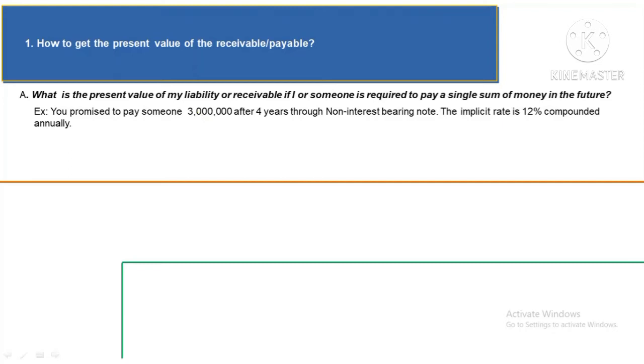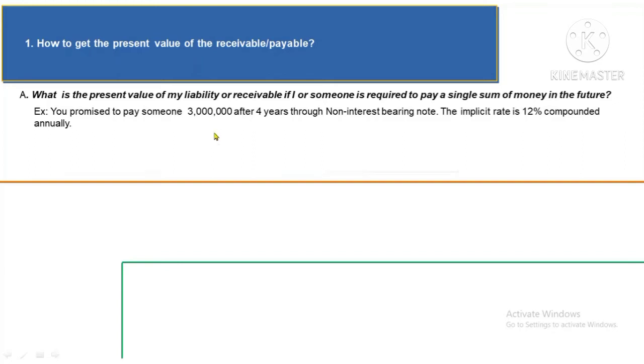So let's analyze. Is your payable 3 million now? Really? Right now? Of course not. It is 3 million after 4 years. Actually, this amount already includes interest for 4 years. So we need to remove the interest for 4 years first in order to get the amount of your payable or debt now. So the process of removing such interest is technically known as the discounting process. So how do we do that?